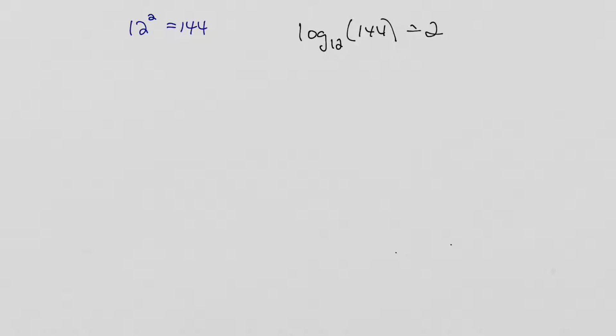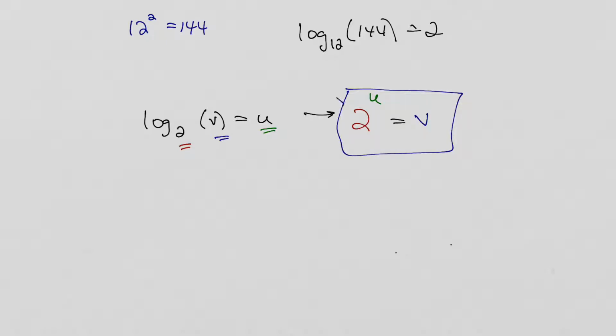What if I had something that looks like log base 2 of v equals u? Then if I wanted to write that as an exponent, that would be my base here, which is 2, raised to my exponent, which is u. That is going to equal my answer, which is v. So this exponential function corresponds to that logarithmic function. Okay? So going back and forth really isn't too bad.